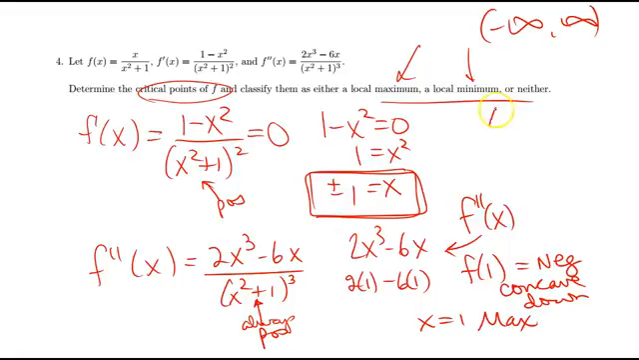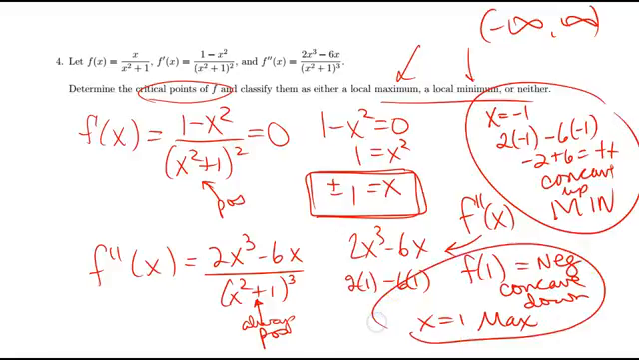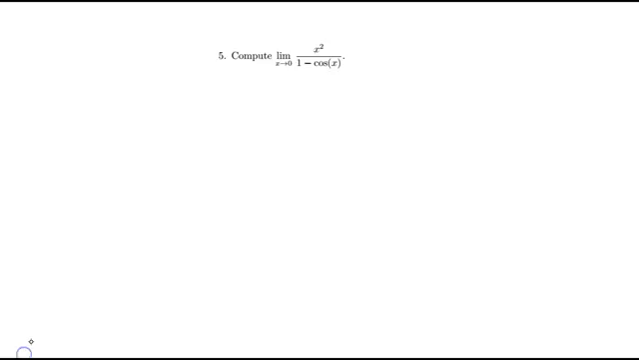Let's test x equals negative 1. It'll be 2 times negative 1 minus 6 times negative 1, which is negative 2 plus 6, positive. This is concave up. Oh, I'm sorry, concave down. Concave down means maximum. Concave up means minimum. All right? We didn't have any neither in this particular problem.